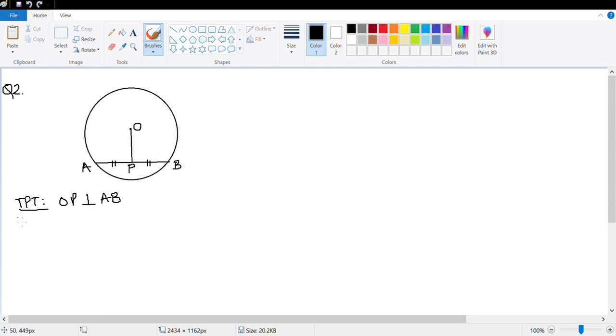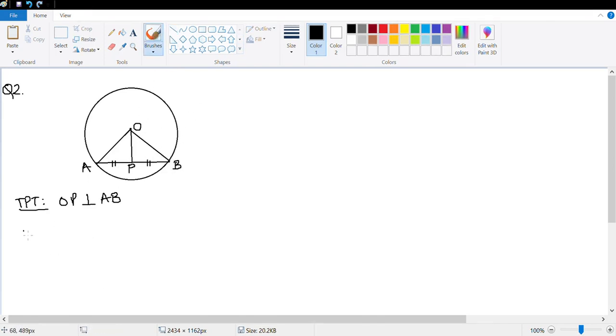So let's look at this. Do you see any triangles here? No, but can we create some triangles? Yes, we can. Maybe I can join OA and I can join OB. Joining this will help me create two triangles, and if I can prove them congruent, then maybe I will be able to look at it from further.